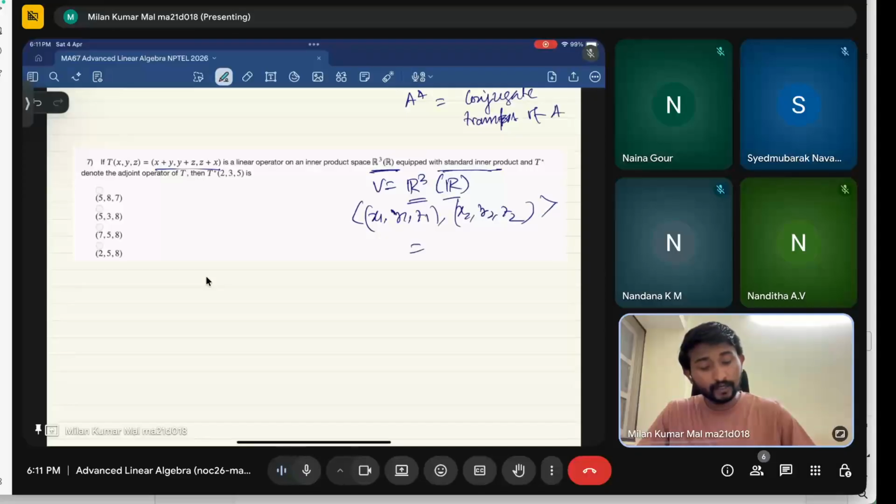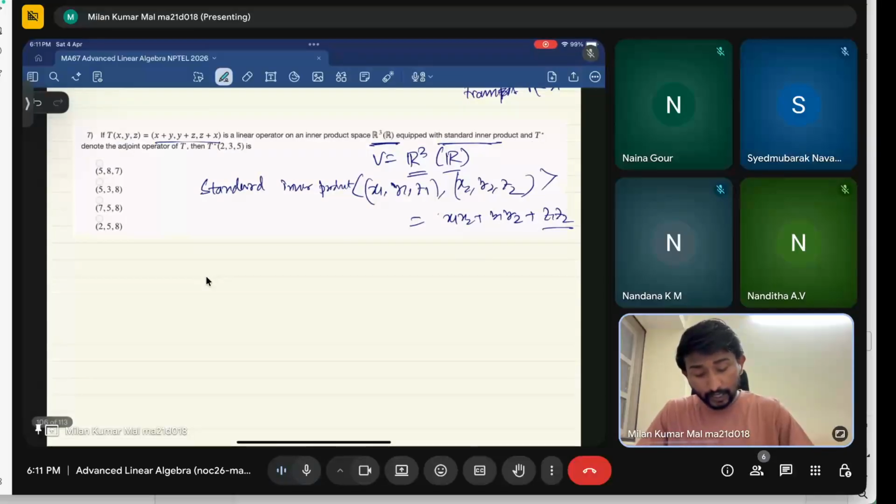This is what is called the standard inner product. It is equal to the summation, or we can directly write x1 x2 plus y1 y2 plus z1 z2. Here it is real, so there is no bar or conjugate. This is the standard inner product. And let T star denote the adjoint of the operator T, then we have to find T star of 2, 3, 5.